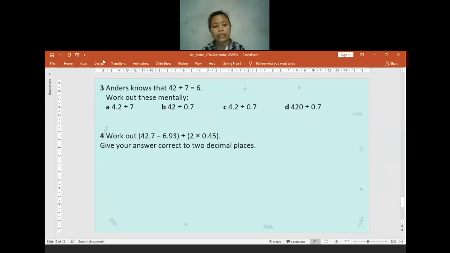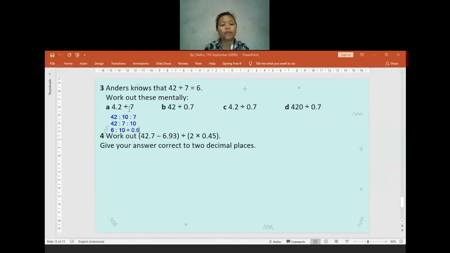For question 3, we already have the division fact: 42 divided by 7 equals 6. So later, when you try to find the result, you can change the calculation and use the number fact. Like 4.2 divided by 7. 4.2 means 42 divided by 10 and then divided by 7. You can switch it. You can do 42 divided by 7 first, and then divide the result by 10.